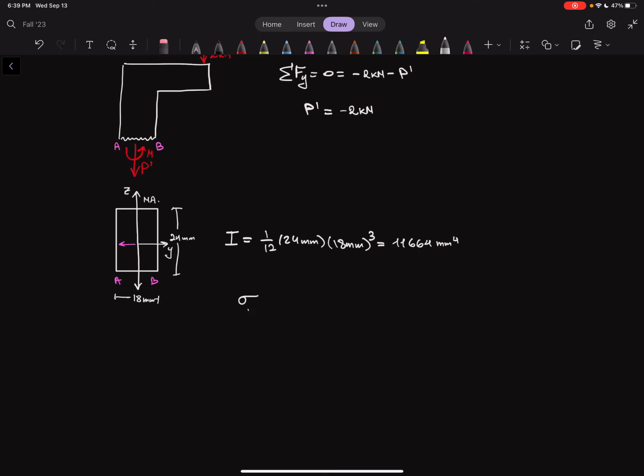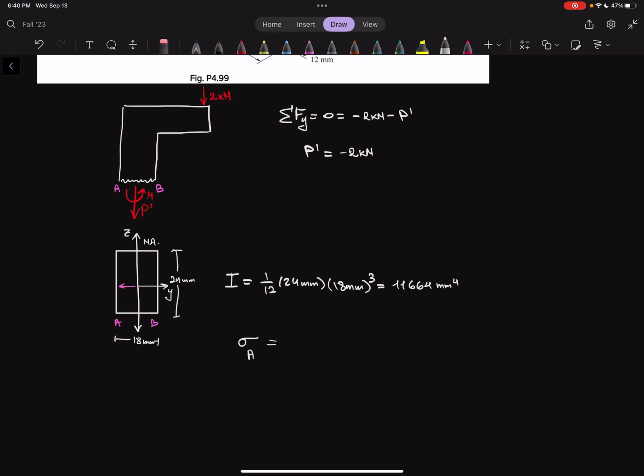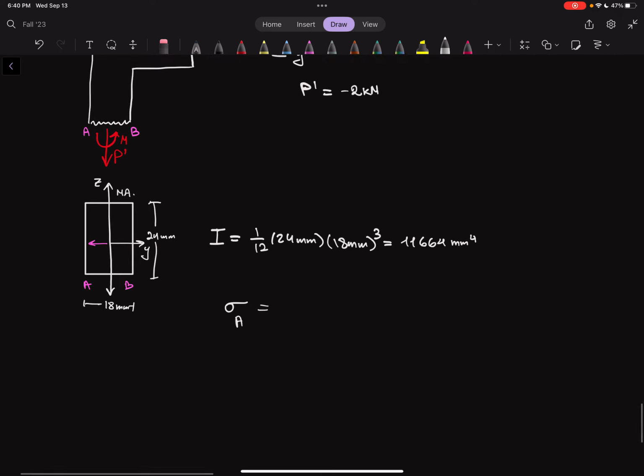So I can say that sigma at A, now realize that it's an eccentric load. There's a component that's normal, the P, and then a component that's due to the couple. So what I'm going to do is I'm going to say that's P over A minus M about Z times Y over I about Z. Well, that's the moment of inertia. So now we have minus here, minus 2 kilonewtons, divided by the area, which is 24 millimeters, multiplied by 18 millimeters. And then we're going to subtract here.